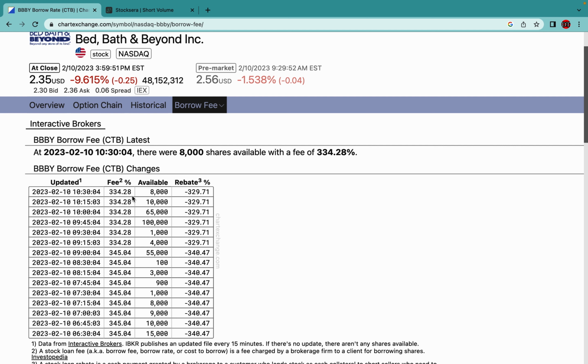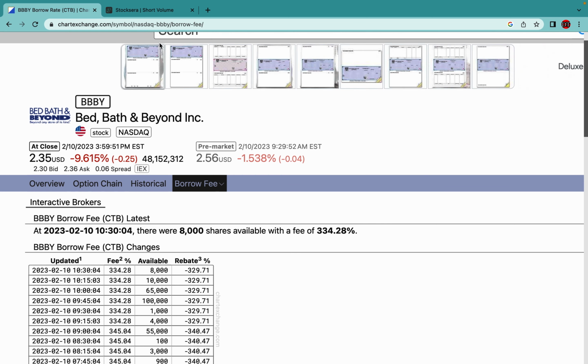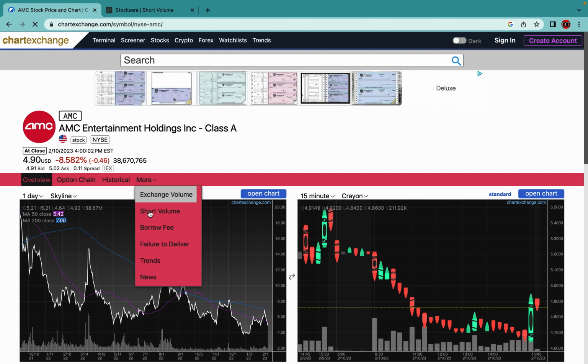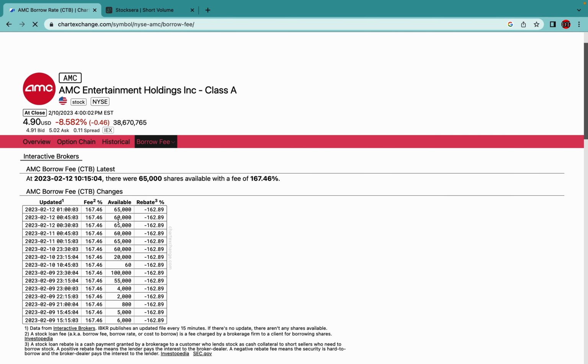The higher the fee is, the more in demand the stock is, because they know the company stock is going to go down further, because that's what they're anticipating. So right now the broker fee is 334%. And if you notice here, just to give you a reference, the AMC broker fee is a lot less.